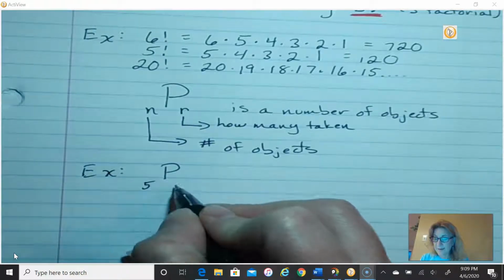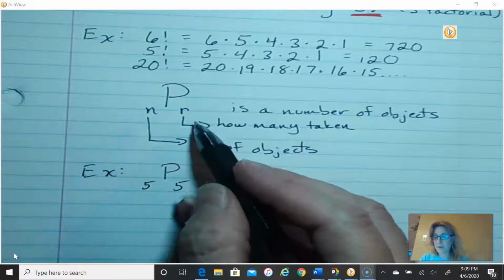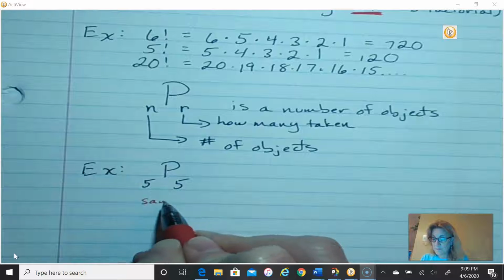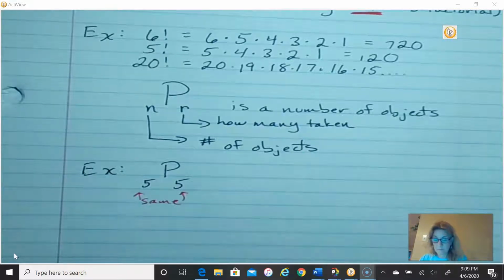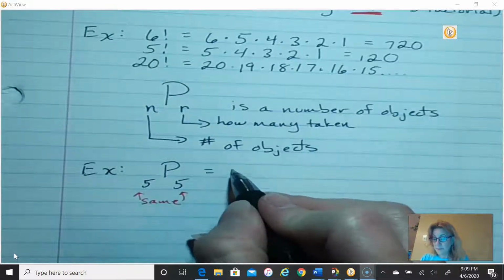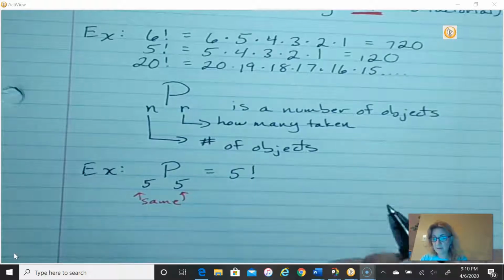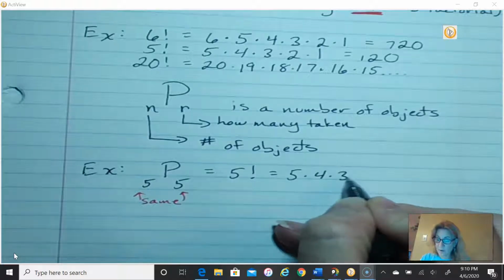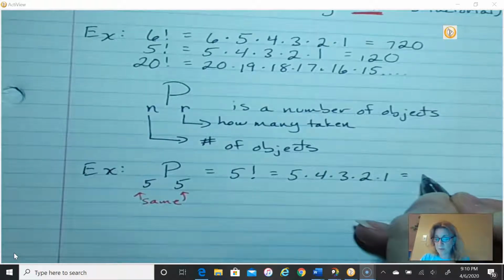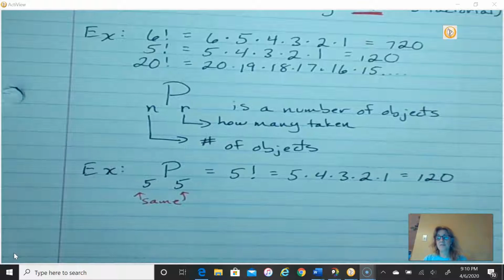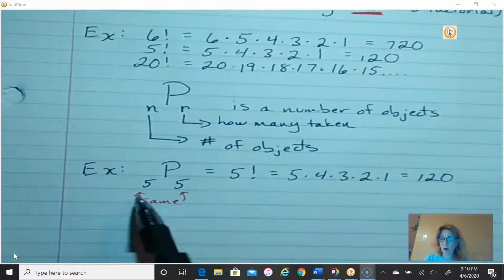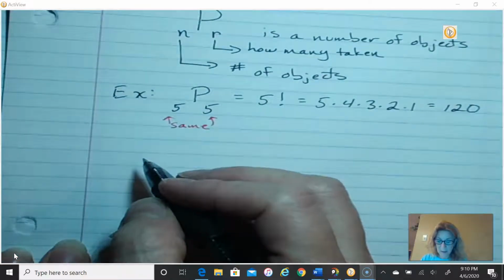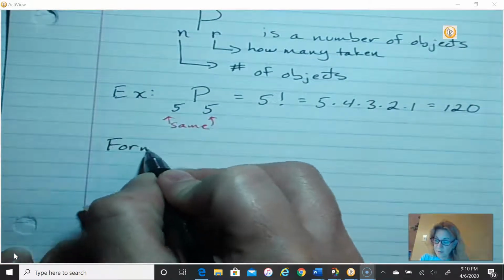If the number is the same, if the N is the same as the R, then it's 5 factorial. It's whatever the number is, which is 5 times 4 times 3 times 2 times 1 equals 120. Okay? If the n and the r are the same, then it's 5 factorial. Okay. The big formula.